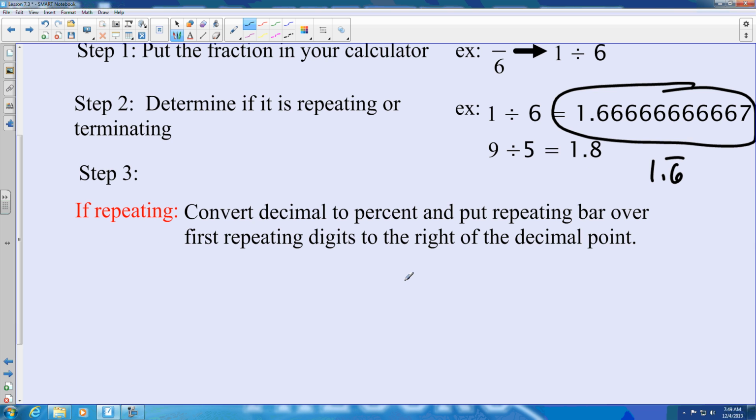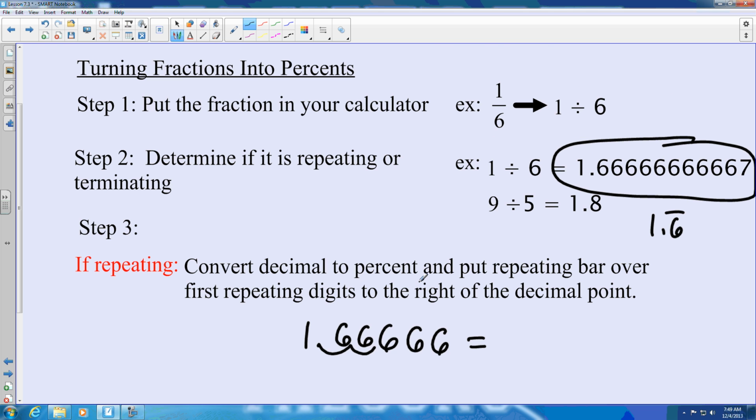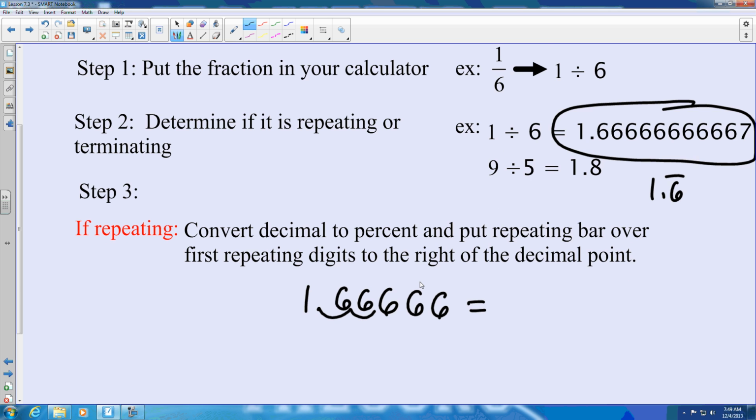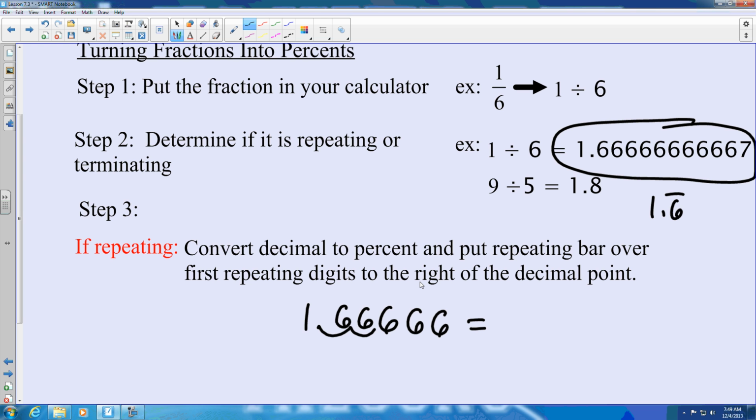So if I wanted to write this as a percent, I'd make it look like this. So here I'm just writing it as the repeating decimal, so it'd be 1.66666 and so on. If I wanted to convert that to a percent, again, I'm going to move my decimal point 2 units to the right, so it's going to be 1, 2, and then it's going to give me a value. That's not right. 1 divided by 6.